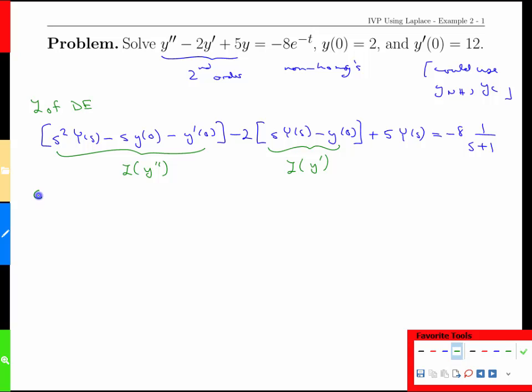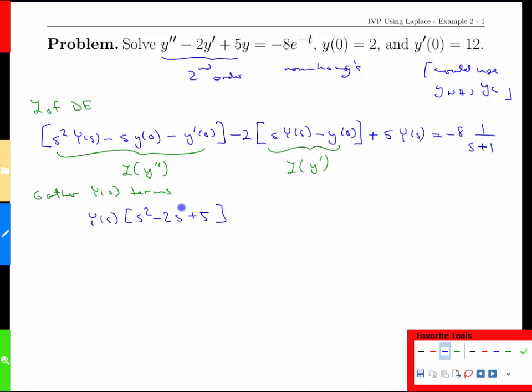Now we gather the Y of s terms. That's our unknown. We'll have Y of s times, we have an s squared, we have a minus 2s, and we have a plus 5. Now notice there's a quick check we can do here. What were the coefficients of the original differential equation? 1, minus 2, 5. Oh look, 1, minus 2, 5. This is also the characteristic polynomial we would have had with our earlier methods, the y homogeneous and y particular parts.